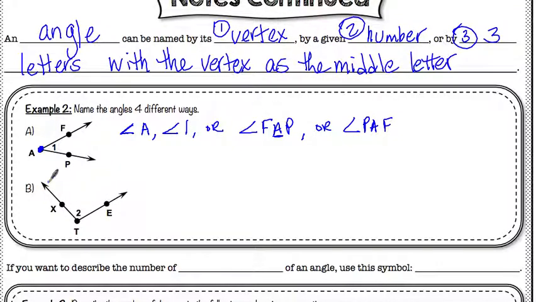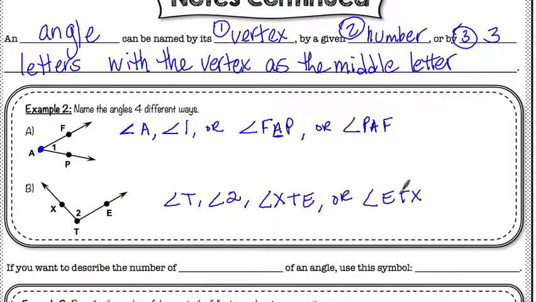Okay? Look at letter B here. I could name it by its vertex. That's angle T. I could name this angle by its number, angle 2. I could name it by 3 letters. T has to be the middle letter, angle XTE. What is the other way? Same thing, just in reverse, angle ETX. So that's how you name an angle, and that's an extremely important concept in geometry.